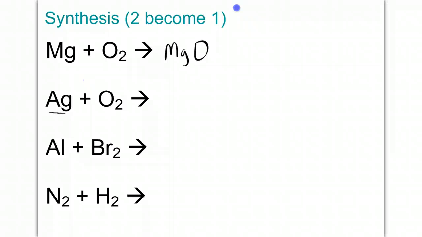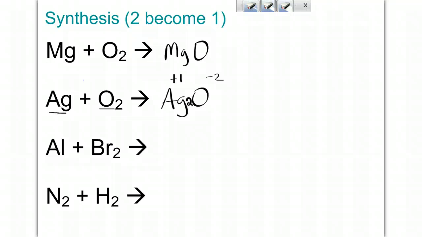Number 2, silver and oxygen. So I'm going to copy silver, and then I'm going to put oxygen. Remember, don't carry the number forward. Now I'm going to check the charges. Silver is +1, oxide is -2. Switch the charges and place the 2 next to the silver. And now I don't need the charges anymore on my final answer.